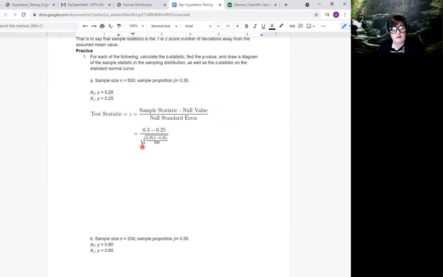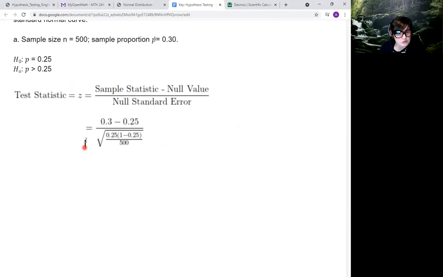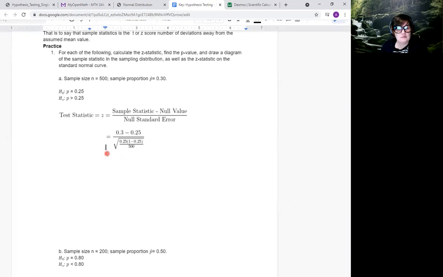And that one more down. So if you look, there's that 0.3, that's the sample statistic, minus the 0.25, that's the null value. And then down here, the null standard error for a proportion is the square root of the null value times 1 minus the null value divided by the sample size. And you want to remember that when you're working with proportions, our formulas are meant for when the numbers are in proportions. You don't want to turn them into percentages. That will mess you up and you will be sad.